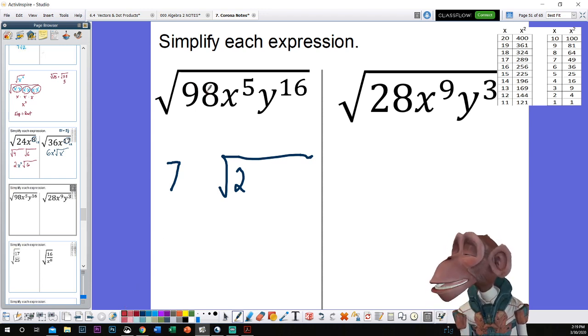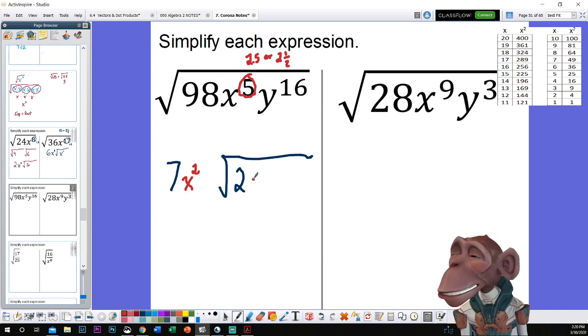So with our variables here, we've got x to the 5th power. Like always, when we have a square root, I'm going to take this number and divide it by 2. That gave me 2.5, or 2 1/2. So that means I have 2 x's outside, and I have 1 x inside. Because of that 1/2, one of them will go inside the root.